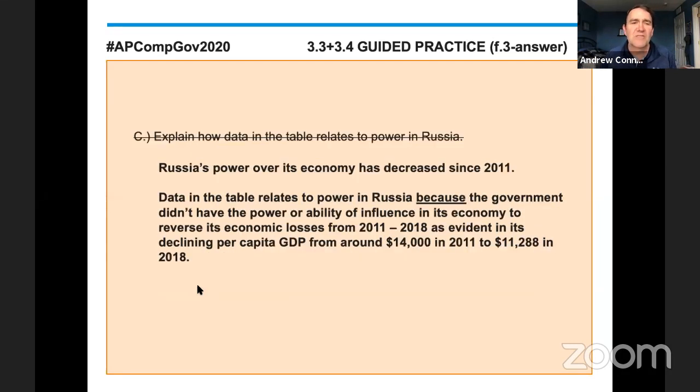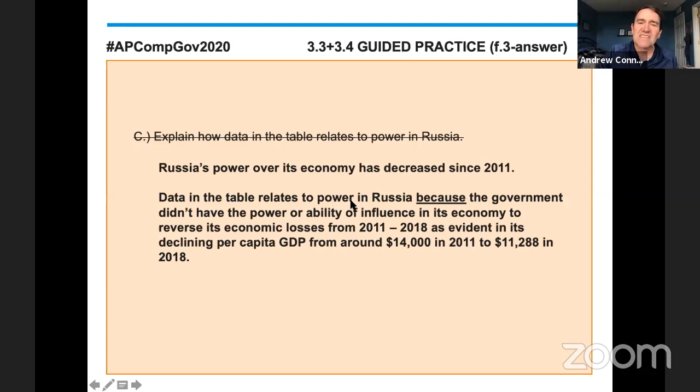So for letter C, explain how data in the table relates to power in Russia. We know that, again, it's going to take a concept. In this case, the concept is power, and you've got to connect that to a specific country. A really lousy way to answer that is this first sentence: Russia's power over its economy has decreased since 2011. That's true. That's reflected in the table, but you've got to use a causal word, and you've got to use specific data. So that's my second sentence, much more complete, much more likely to earn me the point.